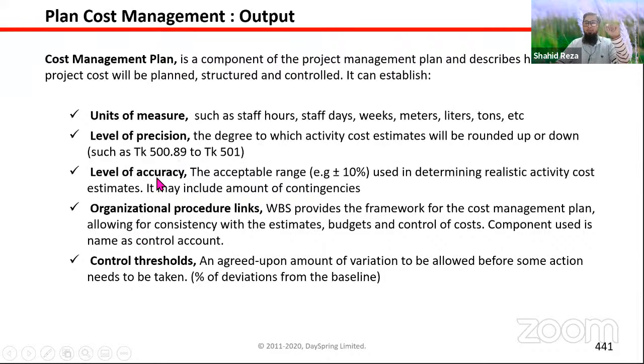Level of accuracy. So how definitive your estimate should be. That will mainly depend upon your management and how sensitive they are. Will they accept 10% deviation or not? Or are they very cost sensitive and will not allow even 2% or 5% variance? Then you have to estimate more definitively. All right. And organizational procedure links, cost control threshold, you have to put a bar, how much maximum you can expend.